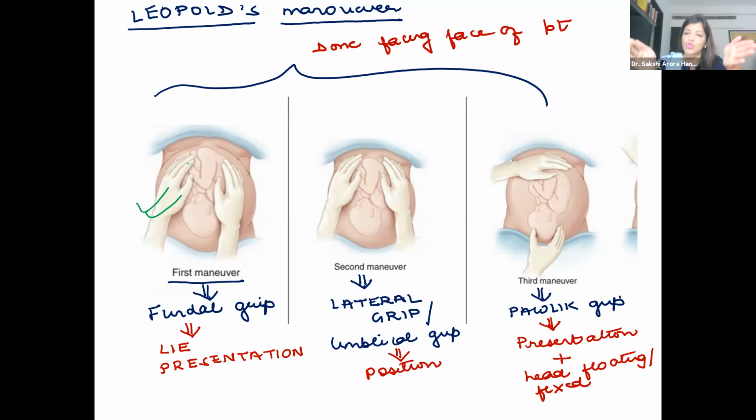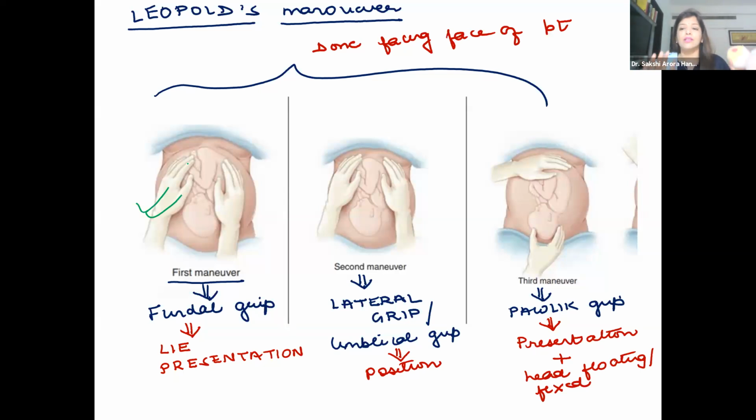Now move your hands towards the sides of the uterus. Stabilize the uterus with one hand and try to palpate with the other hand. Wherever you are feeling a smooth, board-like, curved feeling, that is the back. If you are feeling a smooth, curved, board-like rigidity, that means you are feeling the back. And if you are getting multiple nodular, irregular structures, that means you are feeling the limbs.